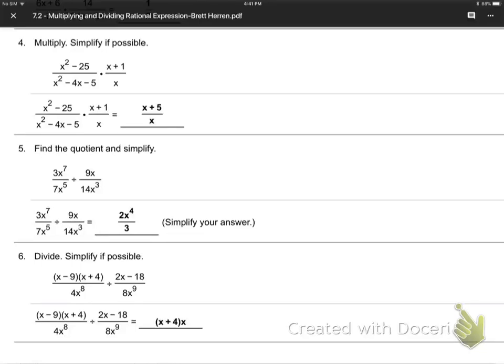Okay, so here we are finishing homework 7.2, section 7.2, part 2. So question number 4. They give us this fraction times that fraction. The answer is already here for us. How'd they get that? Well, basically you've got to factor it, so it's a bunch of factoring. So let's take this part and factor.